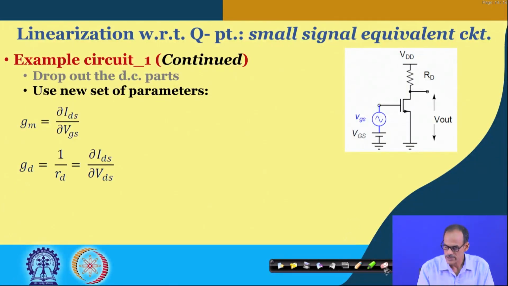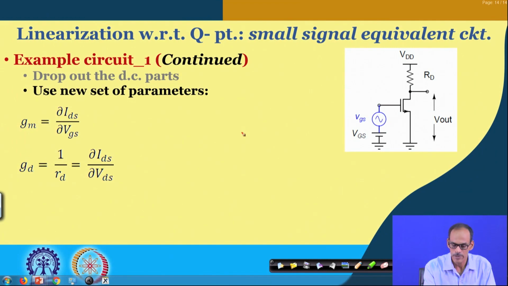So, as I just said, the small signal model of the device has this IDS as a function of VGS, and then it has this parameter GM.